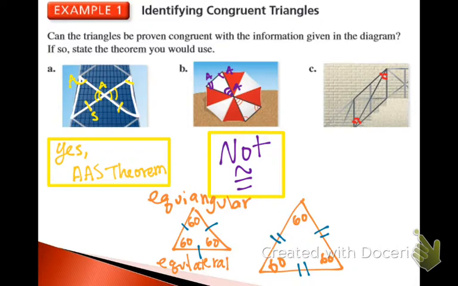Okay? The last one, we're going to compare the triangle on the left. What do we have congruent? We have an angle. What else do we have? An angle. And then what else do we have? A side. So, yes, they're congruent, but by which theorem? Angle, side, angle theorem. Good.